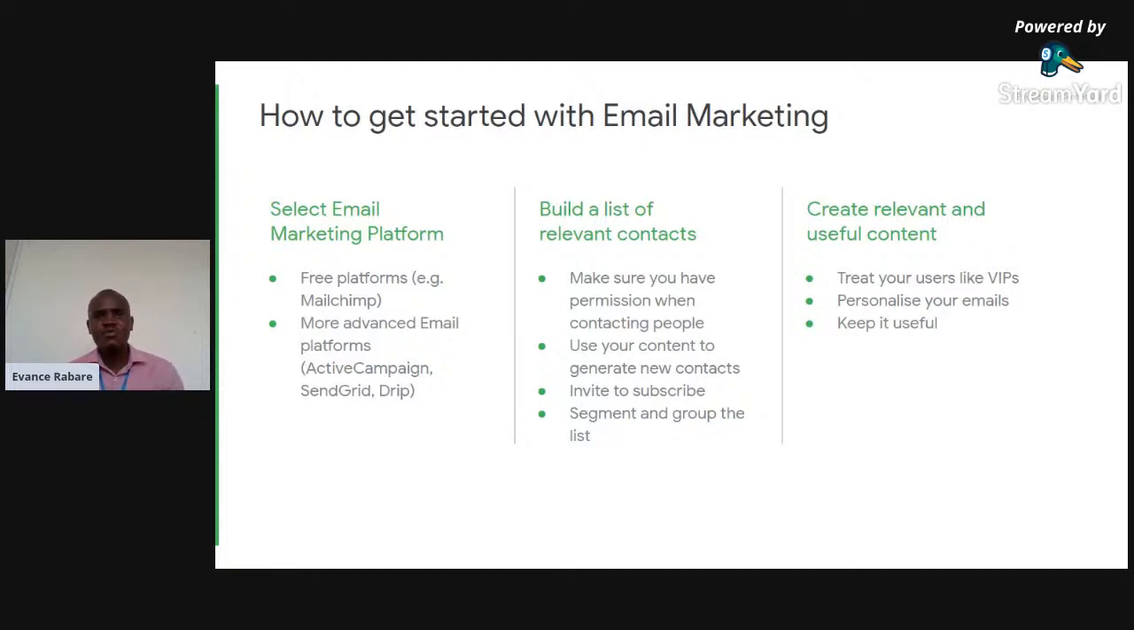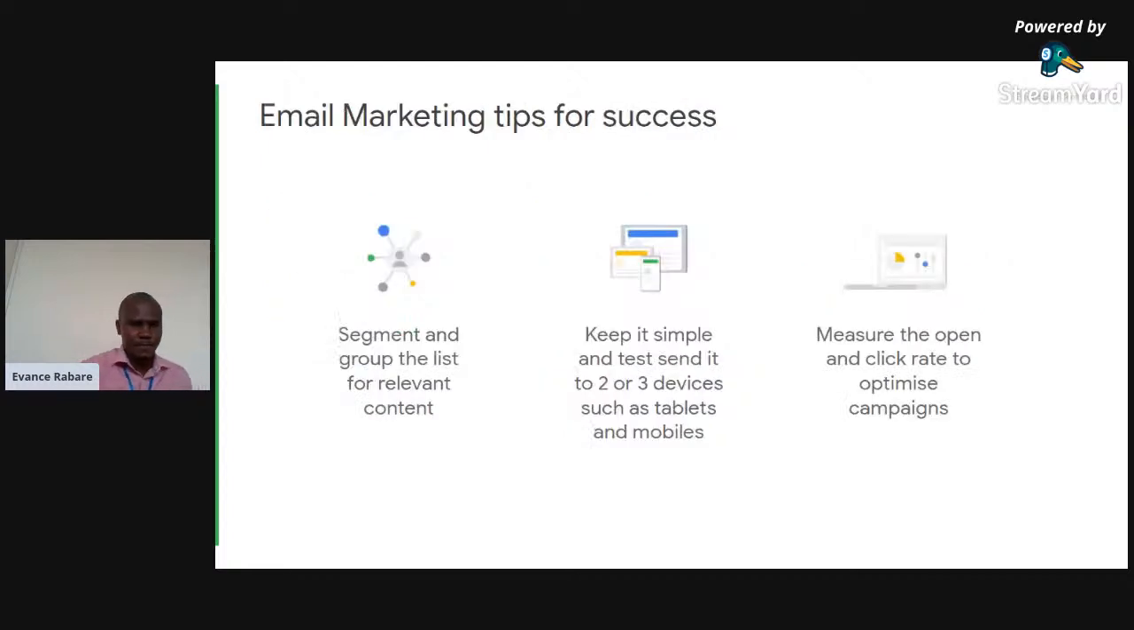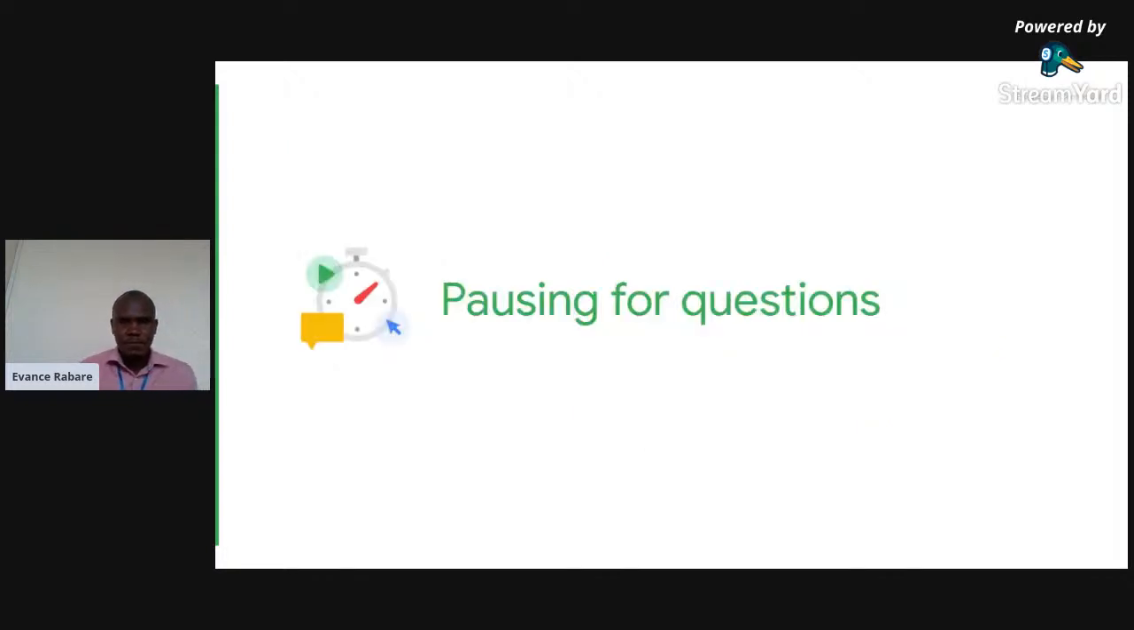Under this, you need to treat your audience the way you'd like to be treated, like a VIP. Personalize your email and keep it useful. Email marketing tips: you need to segment and group the list for relevant content. Keep it simple. Test, send it to two or three devices such as tablets or mobile. Then measure the open and click rate to optimize the email campaign.